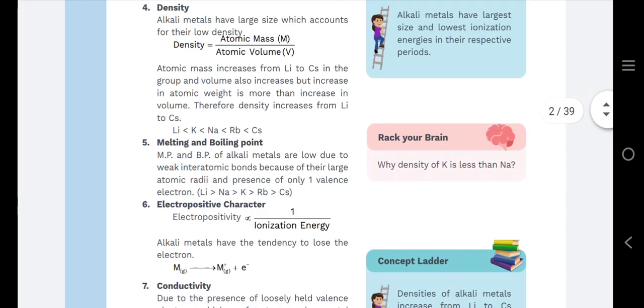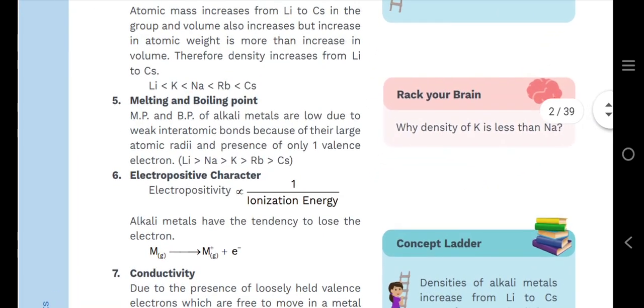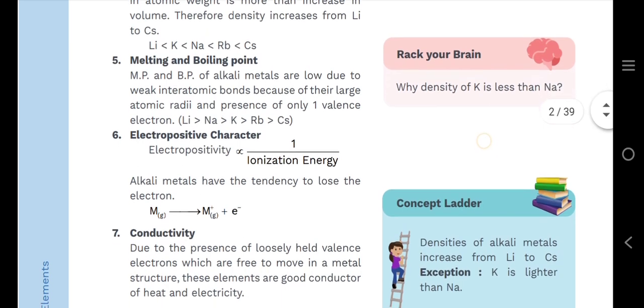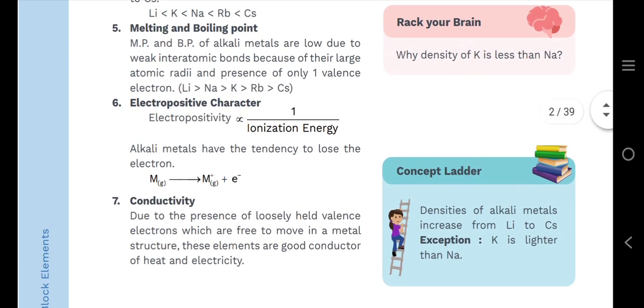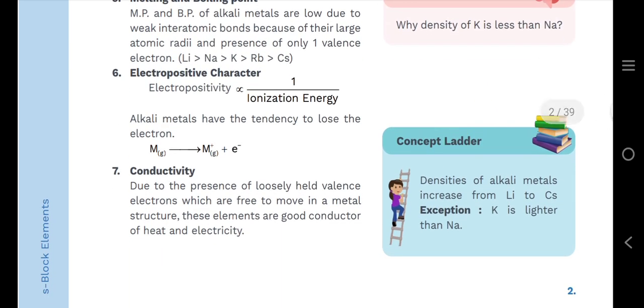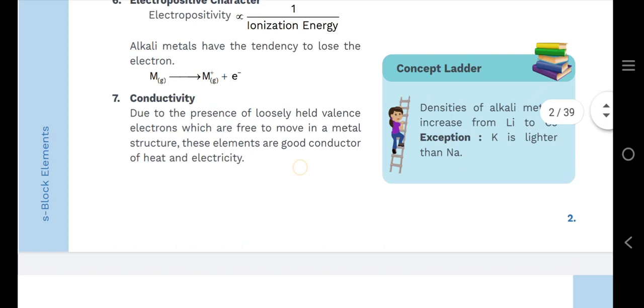Melting and boiling point. Melting and boiling points of alkali metals are low due to weak interatomic bonds because of their large atomic radii and presence of only one electron. Electropositive character. Electropositivity is inversely proportional to ionization energy. Alkali metals have the tendency to lose the electron.